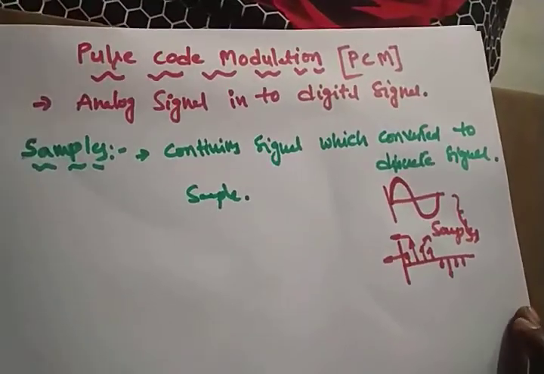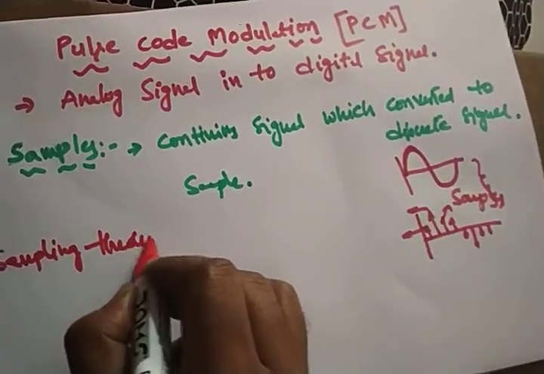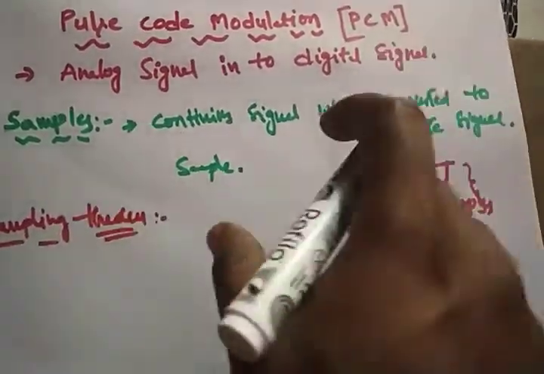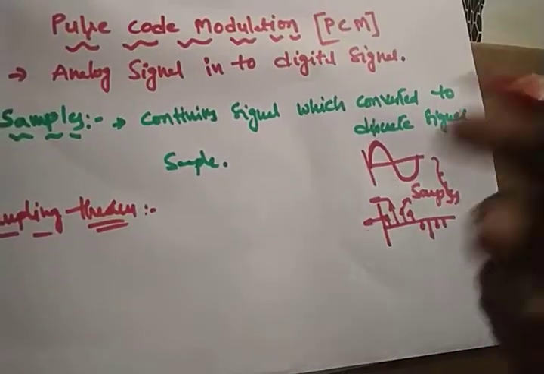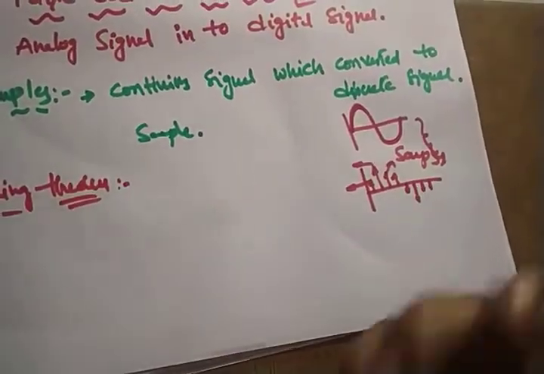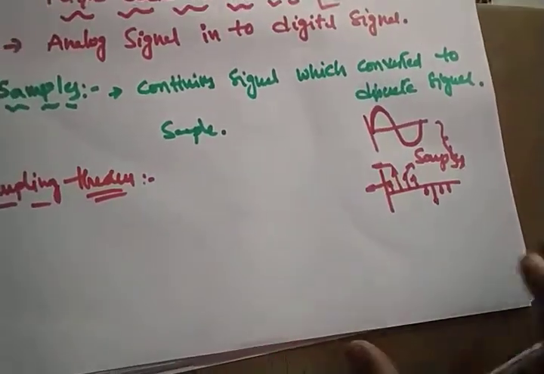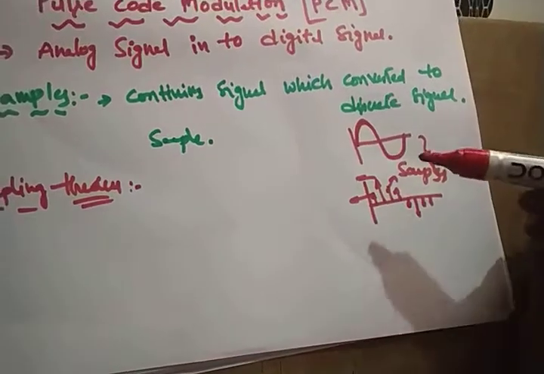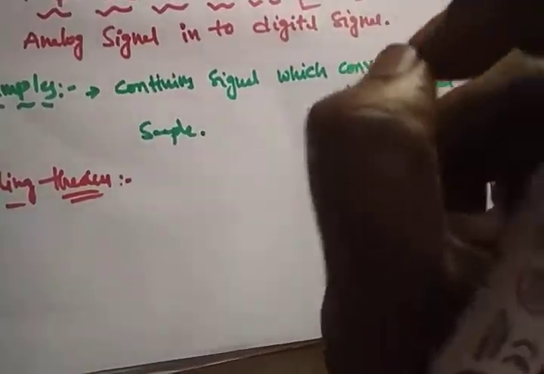What does the sampling theorem say? The sampling theorem states that when your continuous signal is converted to a discrete signal, you can retrieve this discrete signal back to the continuous signal. I hope it's clear. We convert the continuous signal into discrete nature, and definitely we can retrieve the original signal back from the discrete signal, with one condition.